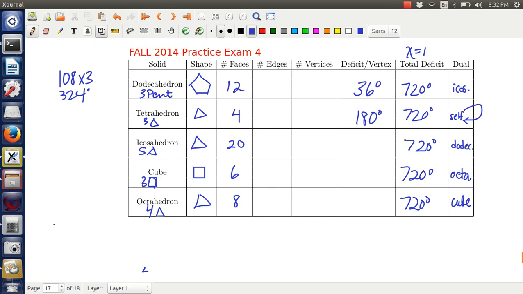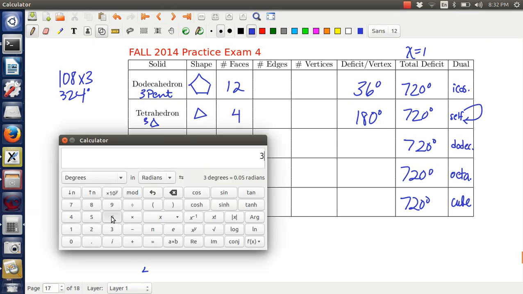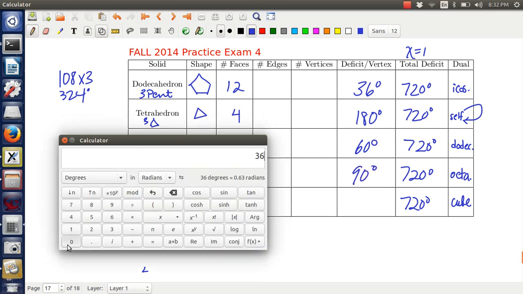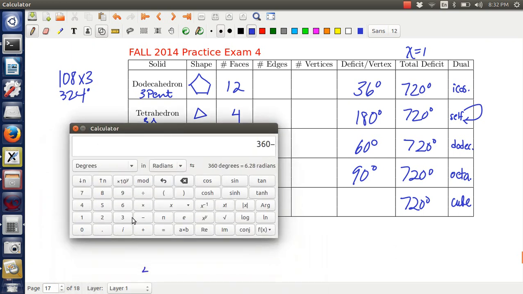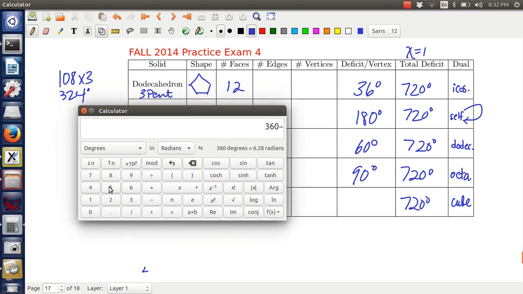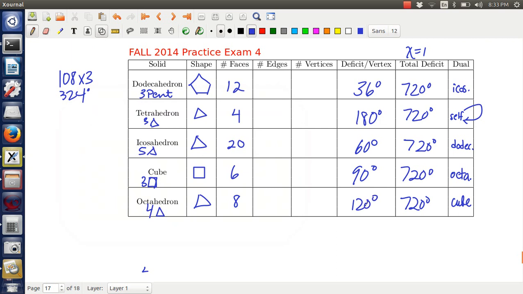180. The next, icosahedron, is 360 minus 5 times 60. It'll give us a 60 degree deficit. The cube, you know it's 90 degrees. Let's pretend you didn't know though. So 360 minus 3 times 90 gives you 90. And the octahedron is 360 minus 4 times 60, which is 120. I'm going to draw you some pictures so that you can see what these vertices look like.